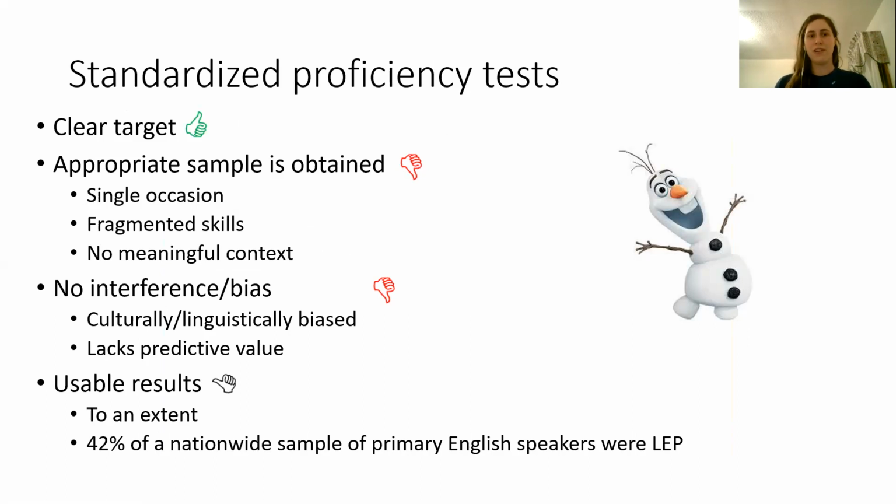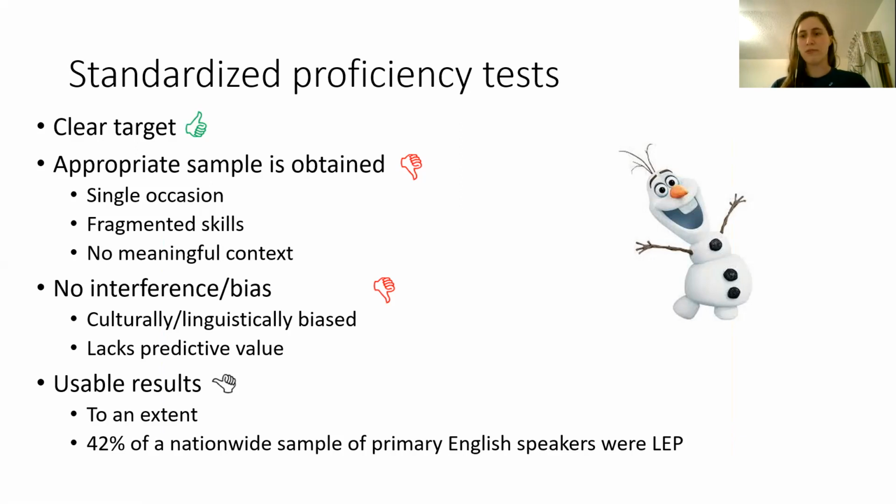However, they again are not obtaining an appropriate sample because it only measures a single occasion and the skills are fragmented. The book gives an example where there's a blank and they just fill it in with the right article, which I've taken some like placement tests for Spanish, and sometimes you don't know what the sentence is saying, but you know what the article should be because, I guess, it agrees in the gender and number with the noun. So it makes you look like you know more than you do, but you don't.